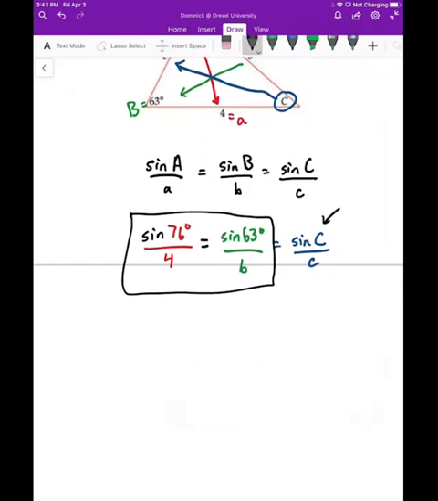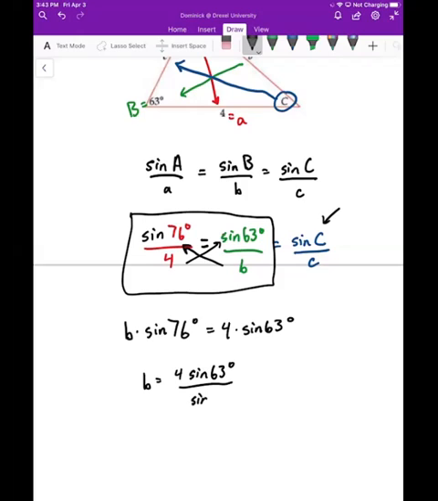Now to solve for B here, you have two fractions that are equal to each other, so you're going to cross multiply. So we can say that B times sine of 76 degrees is equal to 4 times sine of 63 degrees. So of course, to get B by itself, we would say that B is equal to 4 times sine of 63 degrees over sine of 76 degrees. Using our calculator, that's 4 times sine of 63 divided by sine of 76, and we'll get that B is roughly equal to 3.6731. All right, so that's our side length B here.